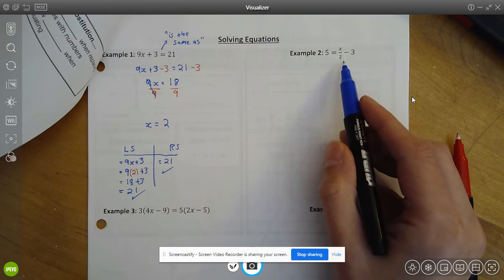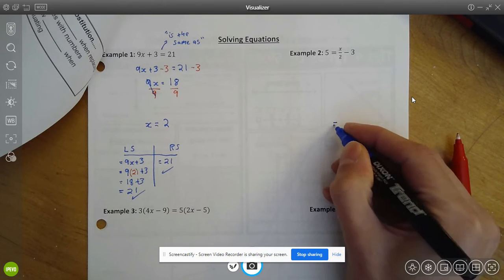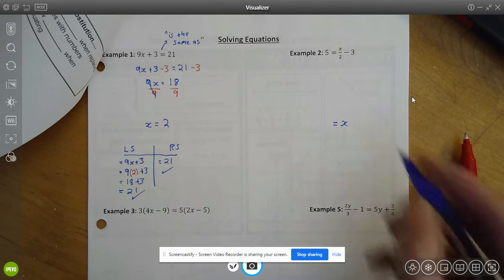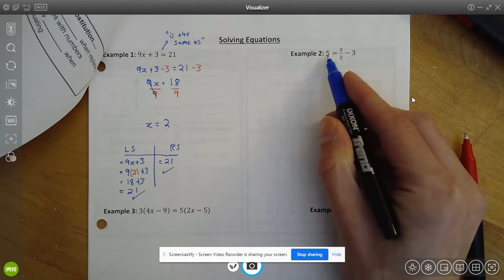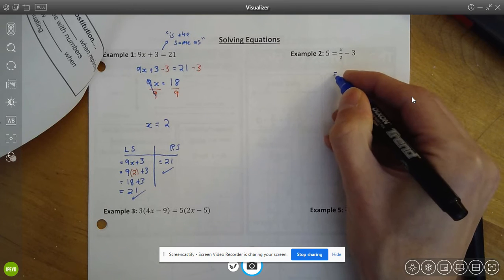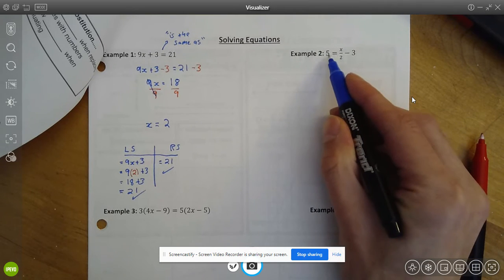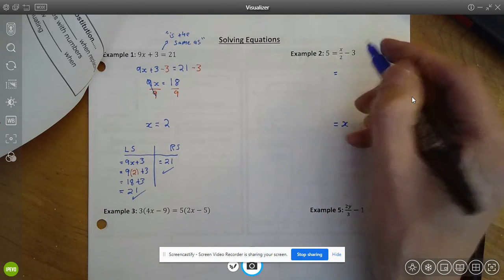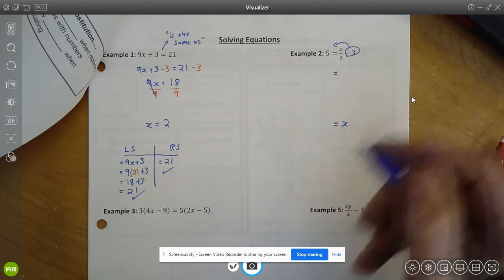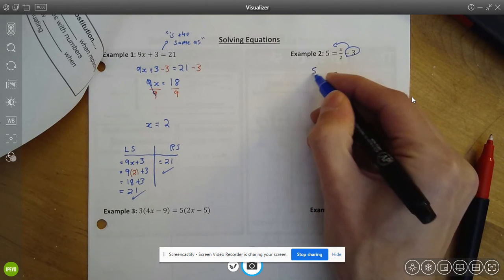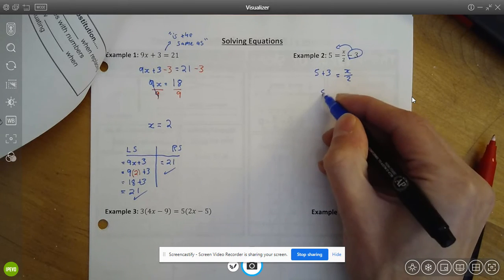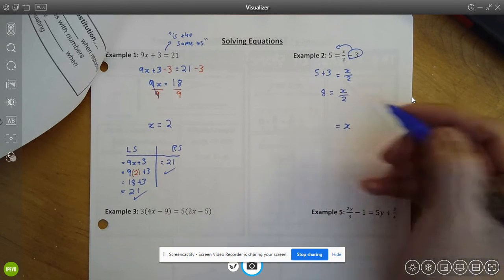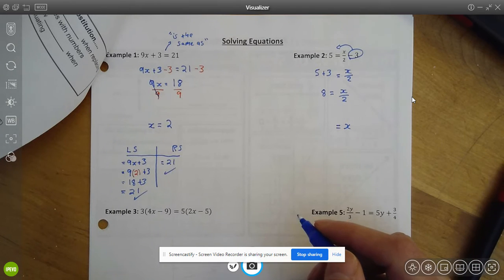In example 2, you notice x is on the right side. Again, my goal is to get x by itself, so I'm going to move the negative 3 onto the other side. I could do plus 3 and plus 3 on both sides. Another way to think about solving equations is that if something is moving across an equal sign, the sign just flips. So if I want to move the negative 3 onto the left side, it's going to become a plus 3. So I'm going to have 5 plus 3 now equals x divided by 2. 5 plus 3 is 8. So x divided by 2 equals 8.